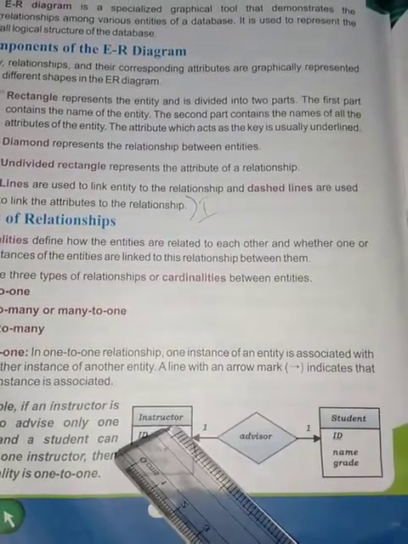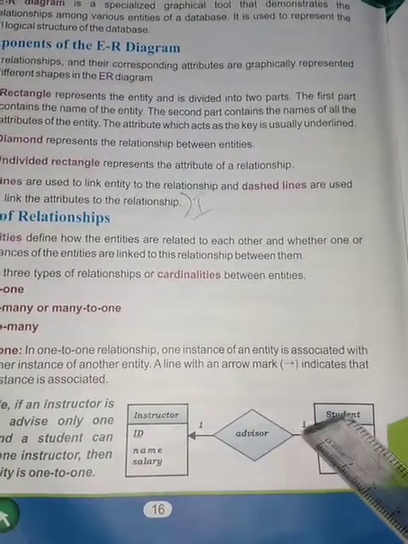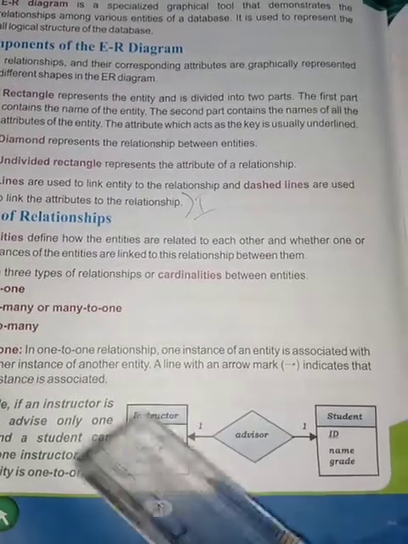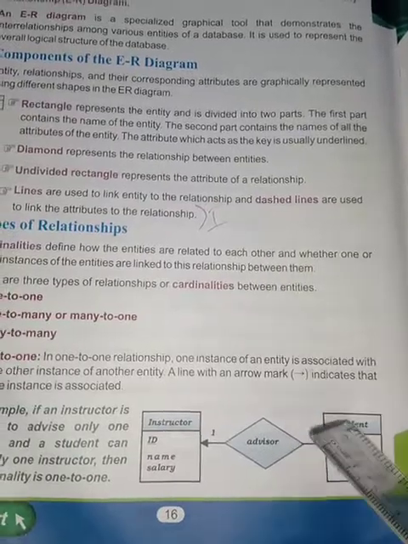So one president is a president of one country. One country can have only one president. So they have a one-to-one relationship.